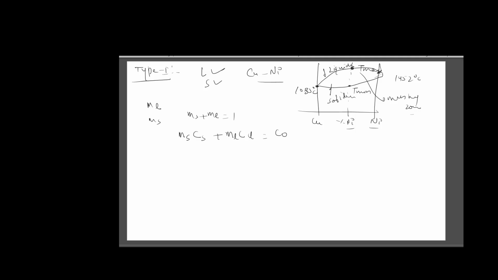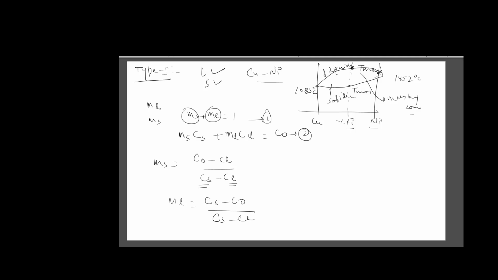So now using these equation 1 and equation 2, if you want to find out, this is one variable, this is the second variable. So if you want to find out, ms is equal to (C0 minus Cl) over (Cs minus Cl). So this is solid, liquid. This is called the lever rule, and mass of liquid is equal to (Cs minus C0) over (Cs minus Cl), where Cs is the composition in the solid.